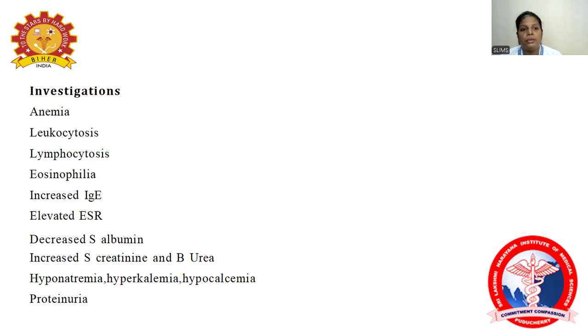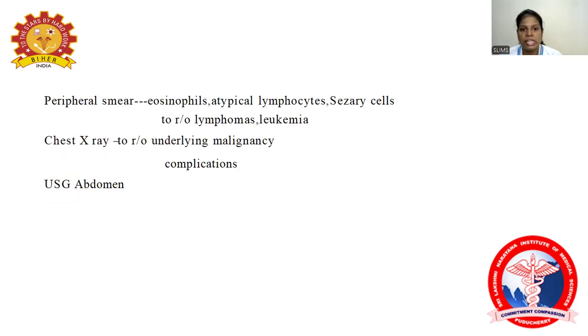From that you can rule out anemia, leukocytosis, lymphocytosis, eosinophilia, which is most commonly associated with malignancies, increased IgE, elevated ESR, decreased serum albumin level, increased serum creatinine and blood urea, hyponatremia, hyperkalemia, hypocalcemia, and proteinuria. In the peripheral smear, we can see eosinophils, atypical lymphocytes, Sézary cells to rule out lymphomas and leukemias. Chest X-ray to rule out underlying malignancies and complications like pneumonia, which is the most common cause of fatality, and USG abdomen.